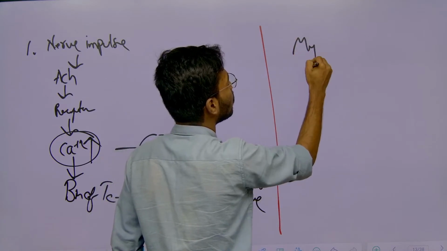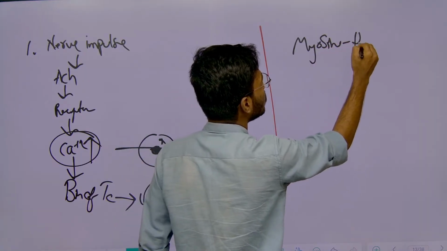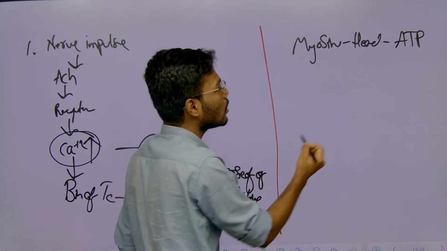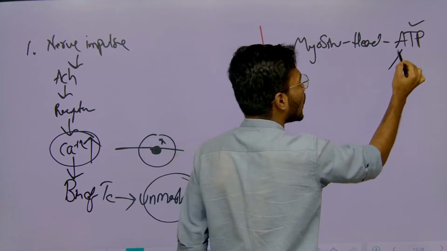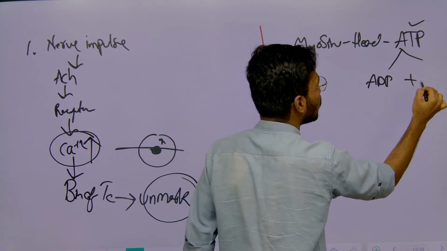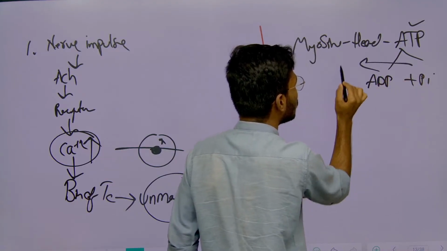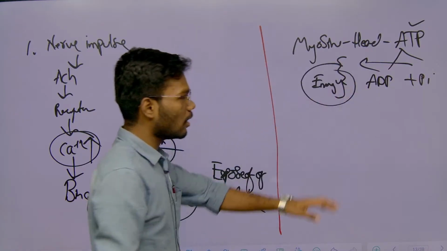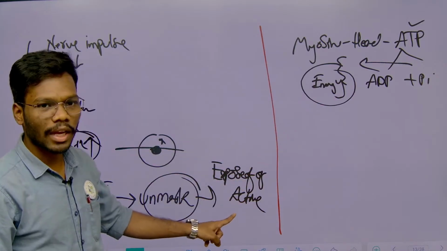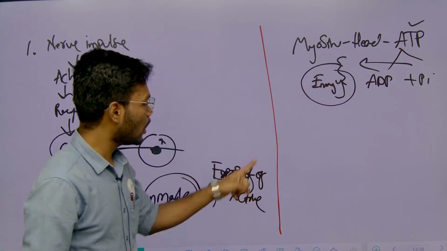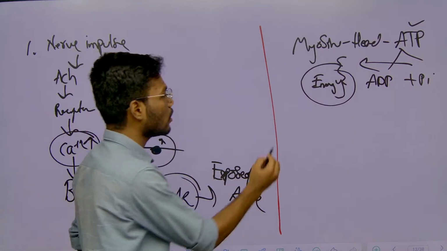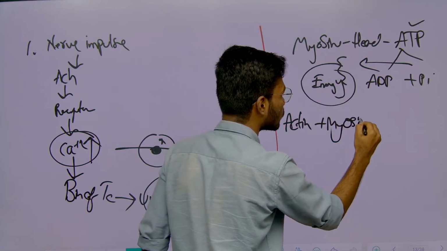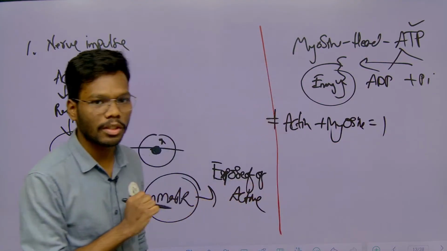Here we have myosin. On the myosin head there is an ATP binding site. This was equipped with ATP, and it was hydrolyzed into ADP plus phosphate, so there is a release of some energy and exposure of active sites. What happens with this energy? It will bind with actin. Actin plus myosin is called cross bridge formation.